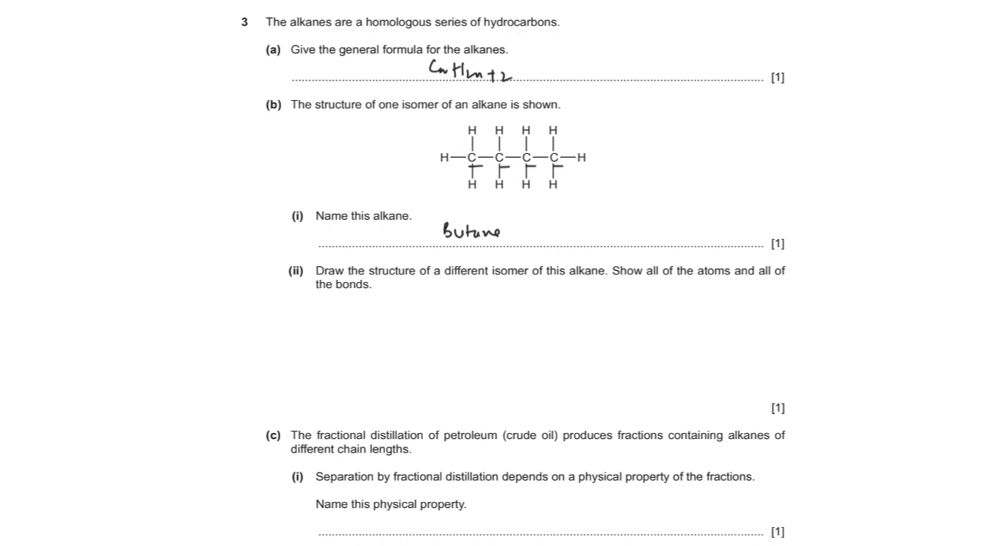Draw structure of a different isomer of this alkane. You should know this. You have to move this carbon to this carbon. You cannot move it here or here. You'll have to put your hydrogens yourself. I'm just mentioning the bonds. Just put the hydrogens over here.